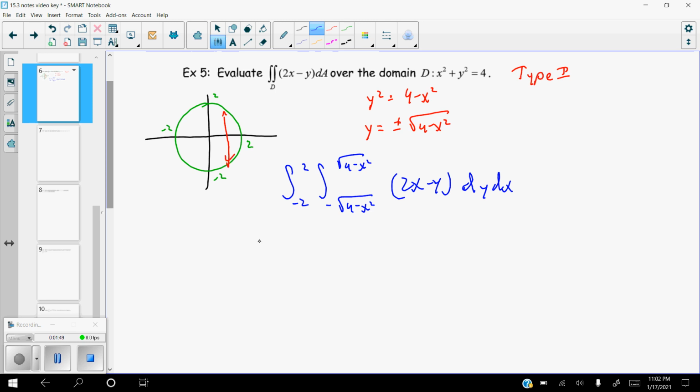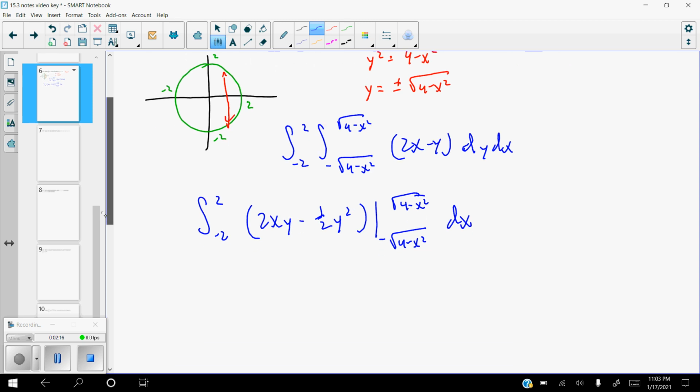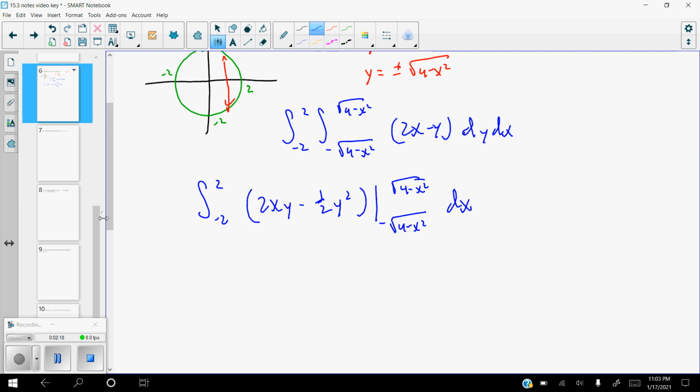So let's go ahead and work this one out. We're going to get the integral from -2 to 2 of, now let's take the antiderivative with respect to y first, 2xy minus 1/2 y squared from negative square root of 4 minus x squared to positive square root of 4 minus x squared dx.